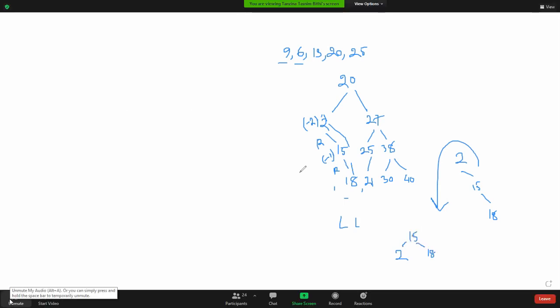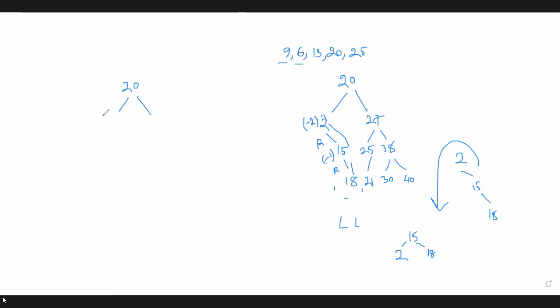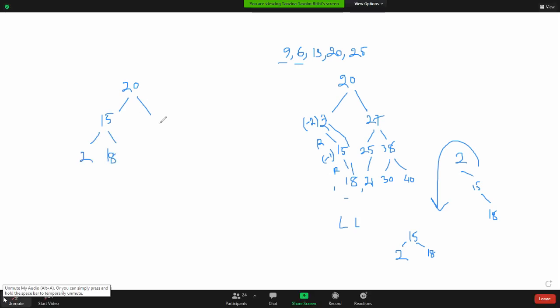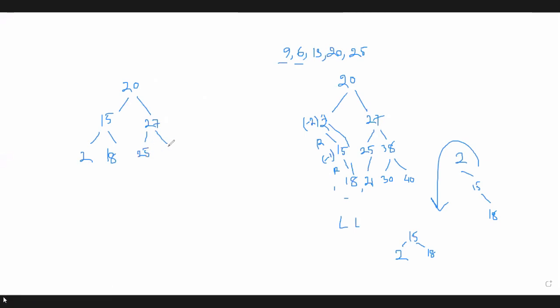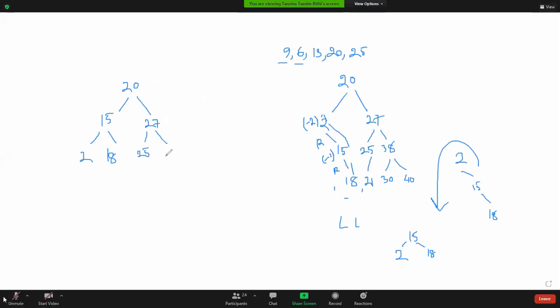So in the new tree now we'll add this portion. 20 is the root node, and now the left child of 20 is 15. So 15 is the left child and it has children 2 and 18. The right child of 20 is 27. The left child of 27 is 25, and for 27 the right child is 38. 25 has a left child 21. 38 has a left child 30 and a right child 40.